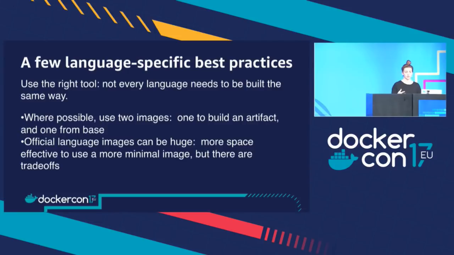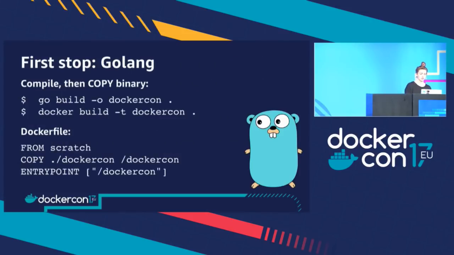So not every language needs to be built the same way, and we'll look at a couple examples for this. But where possible, maybe use two images. So one to build an artifact and one to build from base. We'll look at this with Ruby, but official language images can be really huge. So it's more space effective to use a more minimal image, but there are trade-offs.